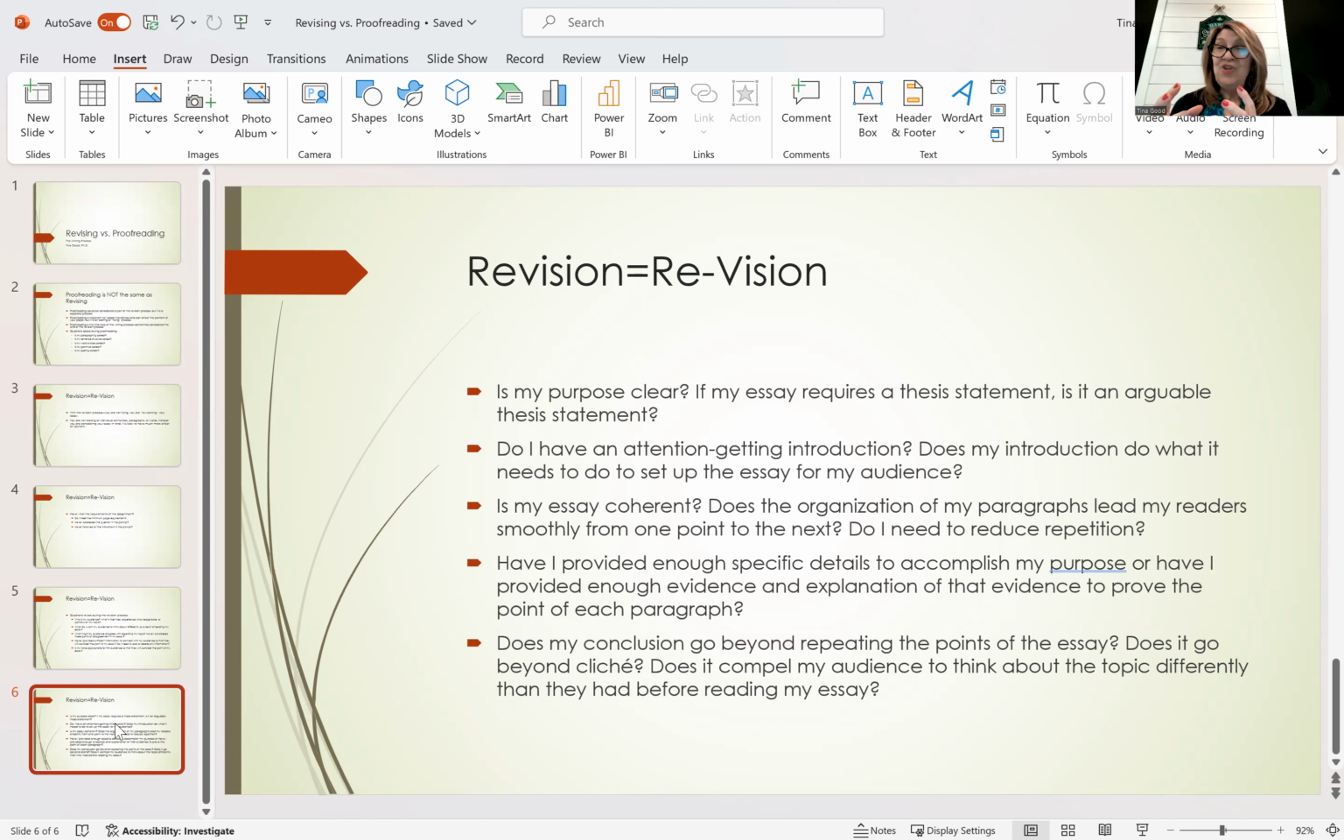Do you have too much repetition, right? Have you accidentally kept repeating yourself, kept repeating your thesis statement, right? And if so, you probably are not developing enough points to prove it, right? So do I need to reduce my repetition and bring in and develop different points? Have I provided enough specific details to accomplish the purpose, right?